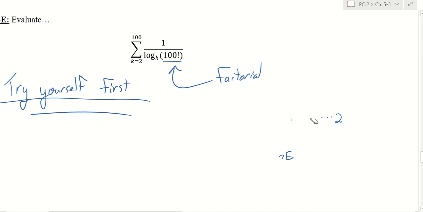So please try this yourself first. Pause the video and try this yourself first if you would like, because it really makes watching the rest of the video more rewarding if you try it yourself first. Okay, so here we go.